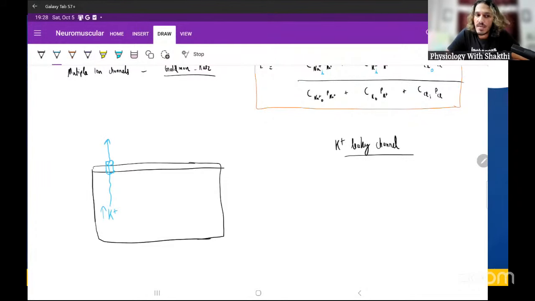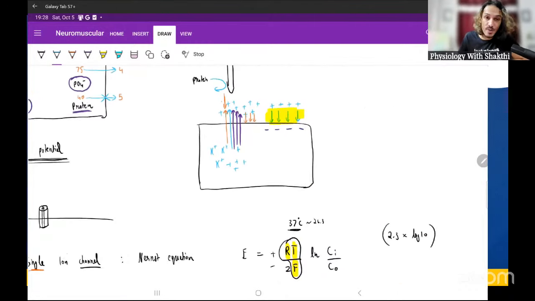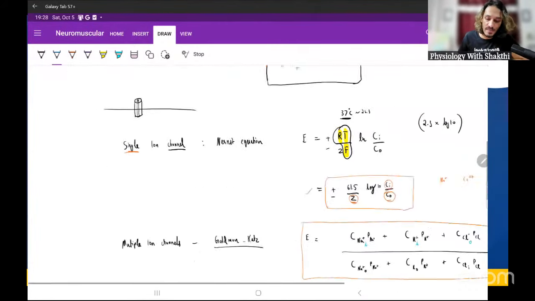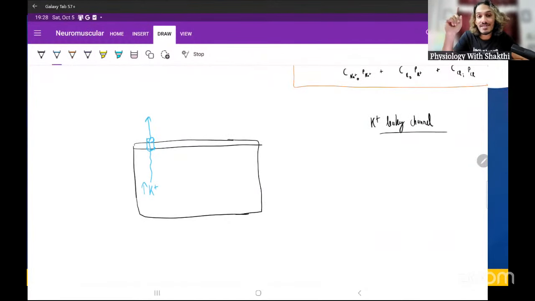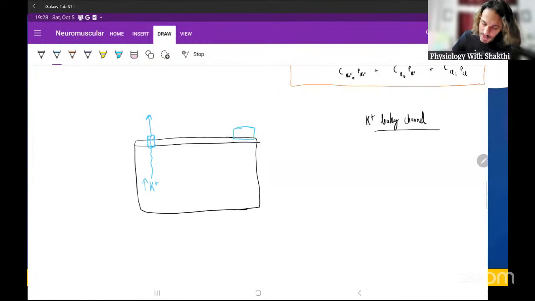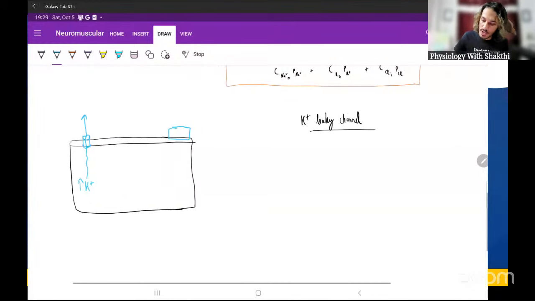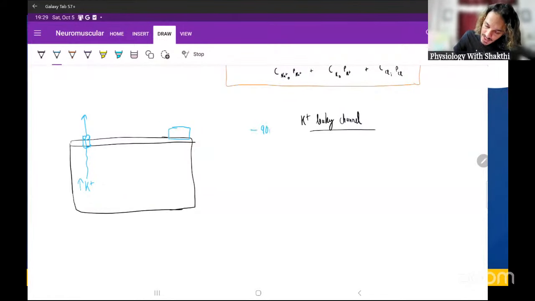Now potassium will keep going outside. Will it keep going forever? No. That is what I was talking about. That is the concept I was trying to explain over here. Potassium will keep going until it reaches the equilibrium potential. So after that, even if a concentration gradient is there, it will stop going ahead. Okay. So at a resting state, the membrane potential, if you were to record it, usually comes to around minus 90 millivolt.